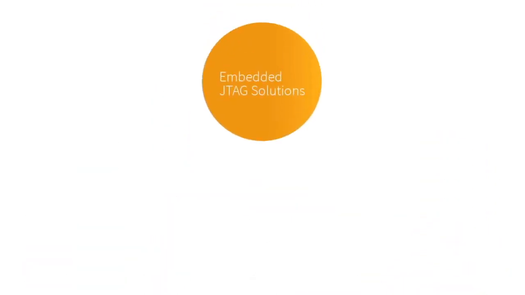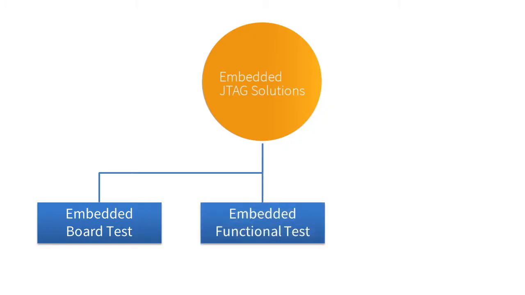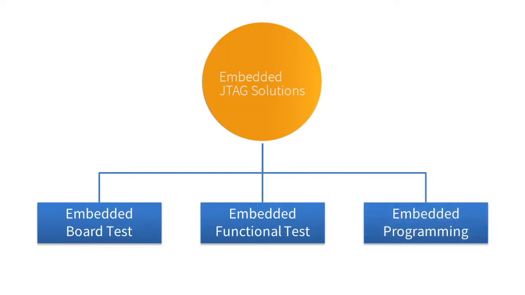The Embedded JTAG Solutions can be split into three application areas. The embedded board test to verify flawless connections on your unit under test. The embedded functional test, using embedded instruments of your UUT to test their functionality and to improve the overall test coverage. And the embedded programming, where we can use the basic boundary scan access or your hardware resources to program on-chip and external flash devices.